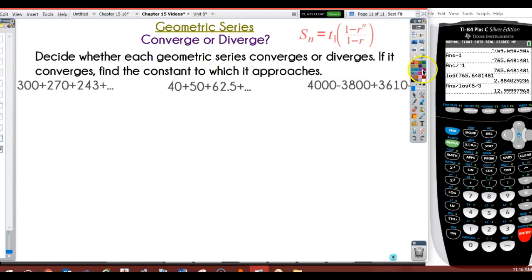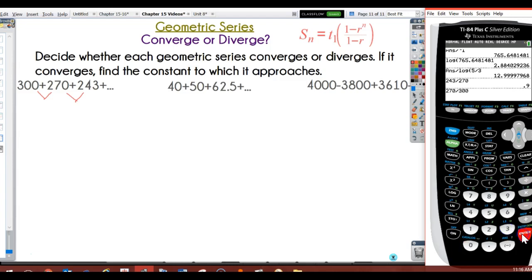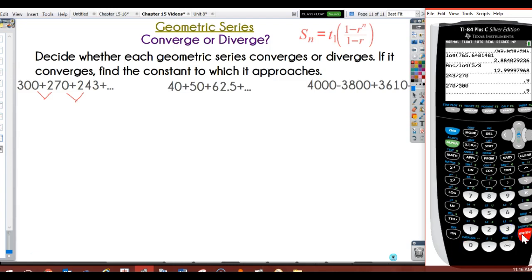To figure this out, we're going to use the geometric sum formula. First we're going to have to identify r. So I'm going to take 243 divided by 270 to get that common ratio, and I'm just going to verify that it's correct by taking 270 divided by 300. And so we can see that our geometric common ratio there is going to be 0.9.